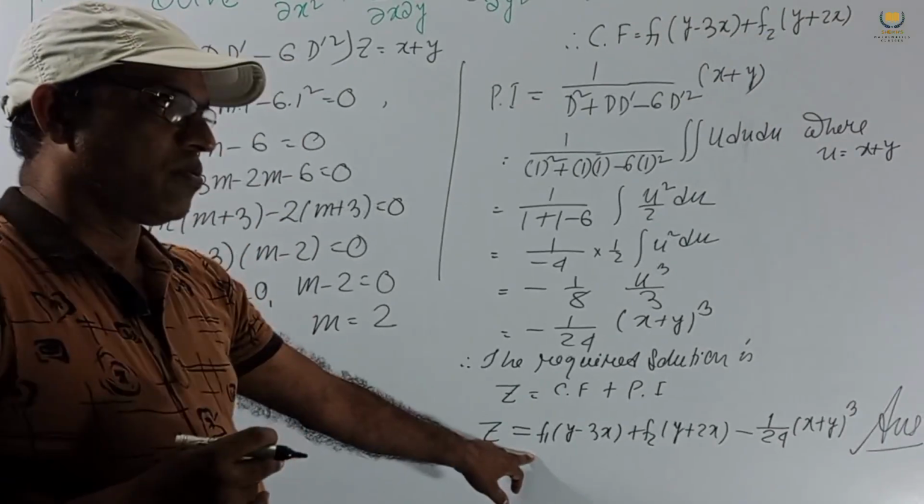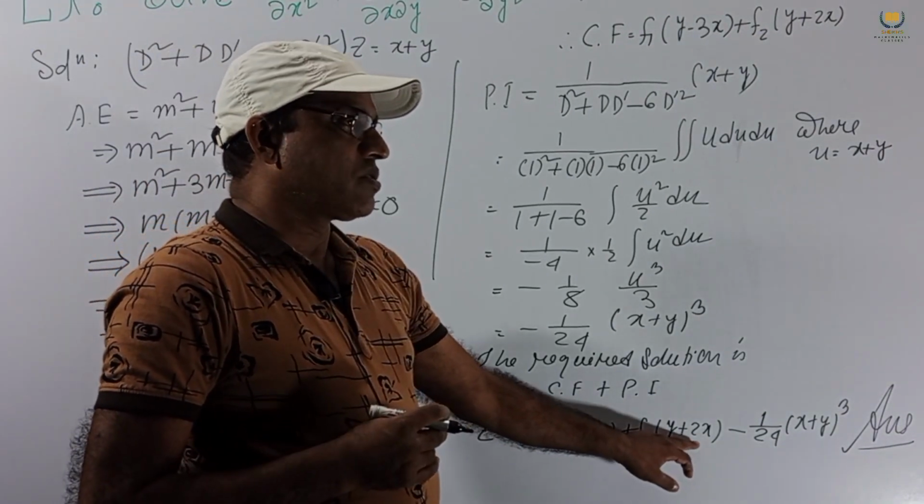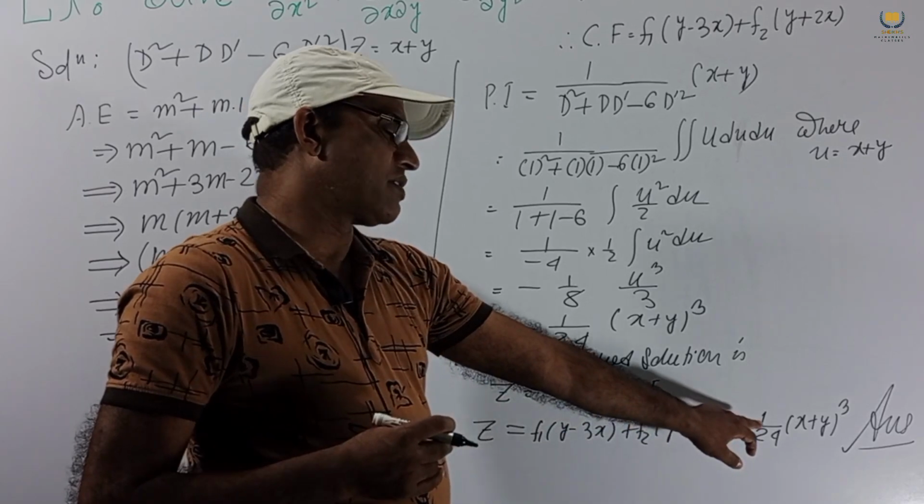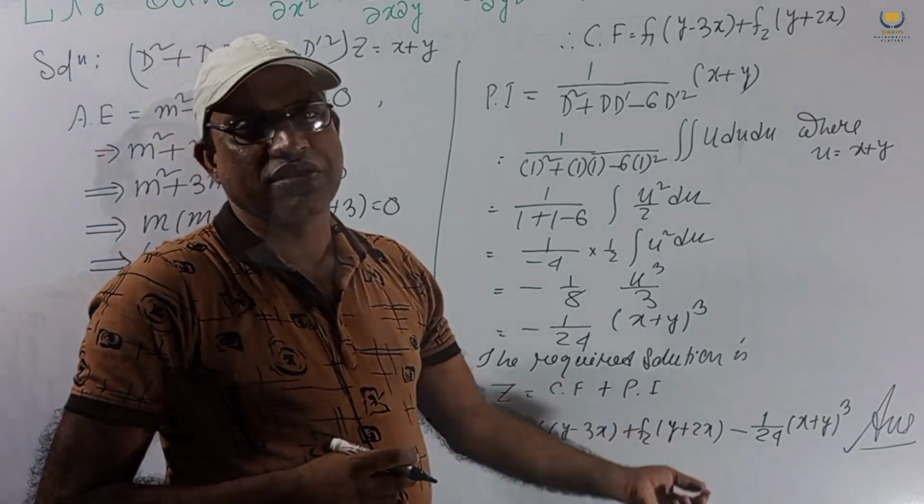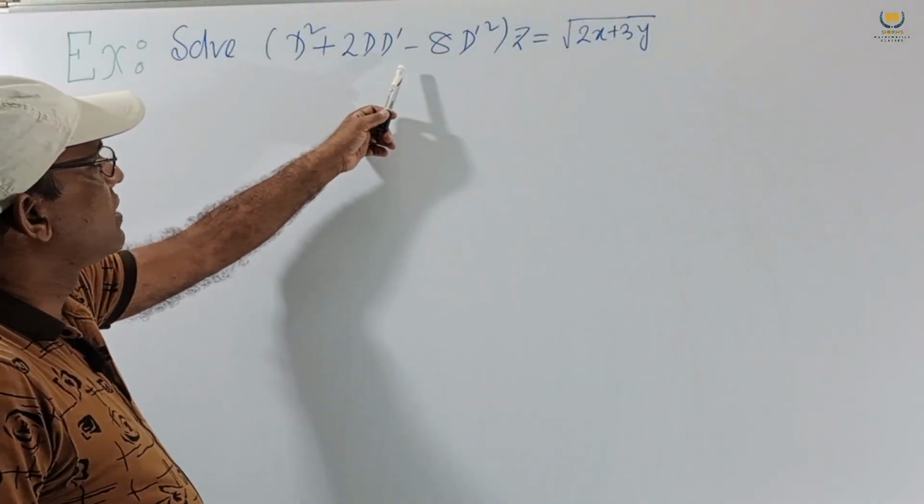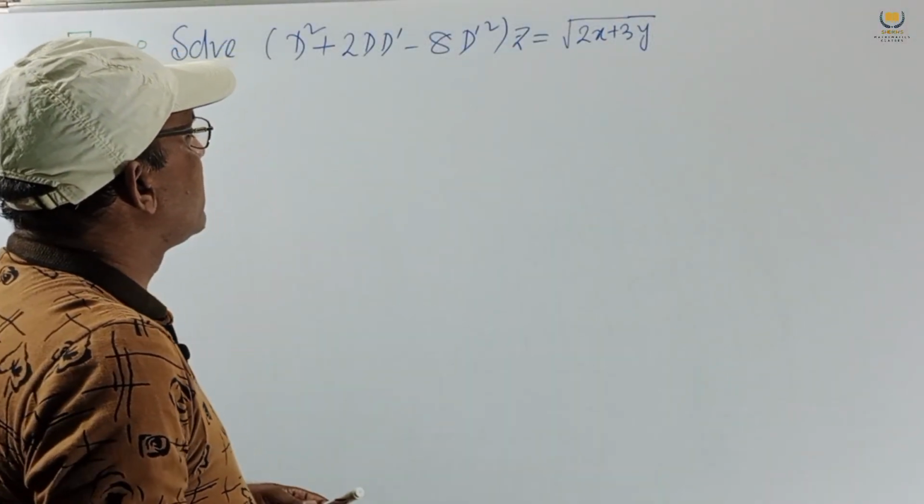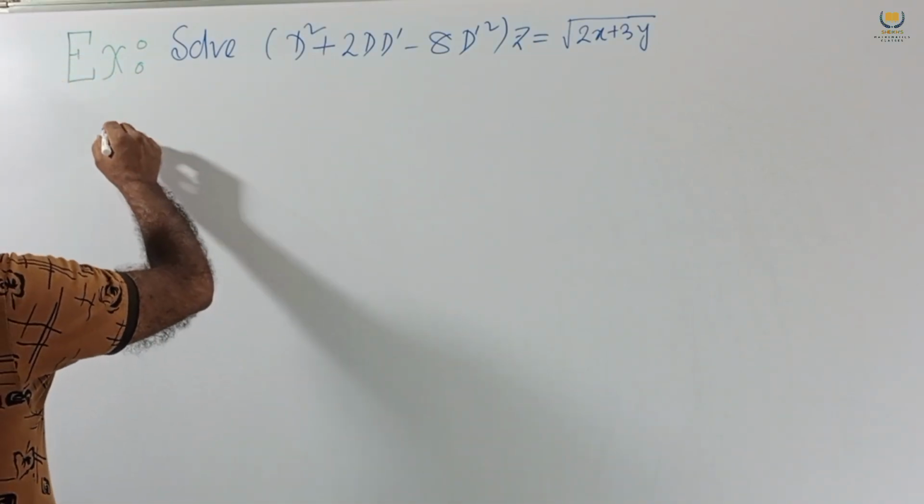Z equal to f1 of y minus 3x, f2 of y plus 2x, and minus x plus y whole cube by 24. This is the final answer, and now we consider another problem. Solve D square plus 2 D D dash minus 8 D dash square z equal to root over twice x plus 3y.